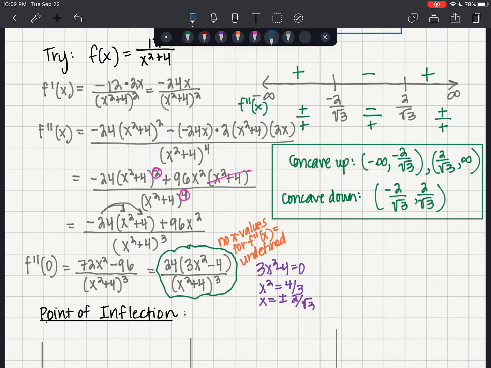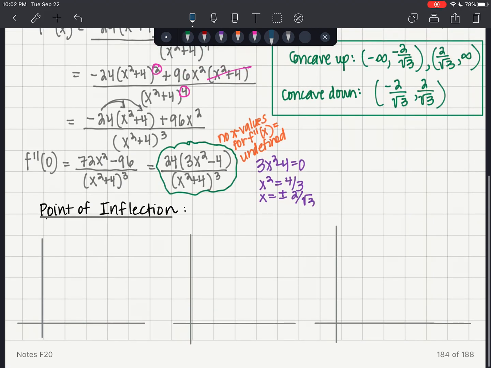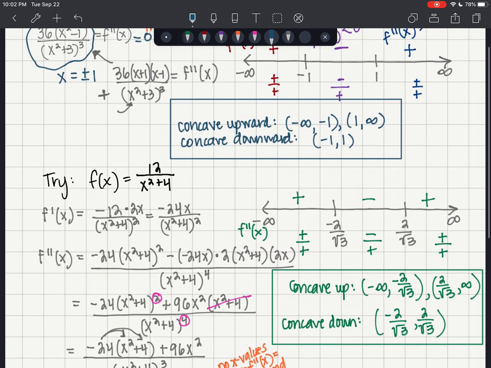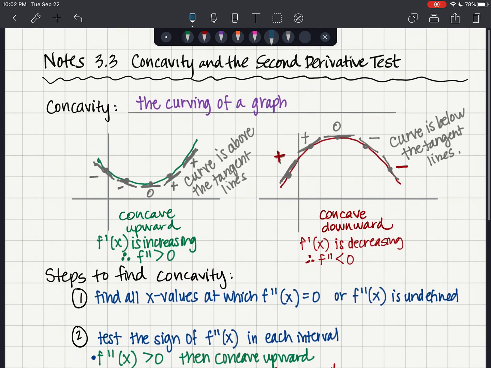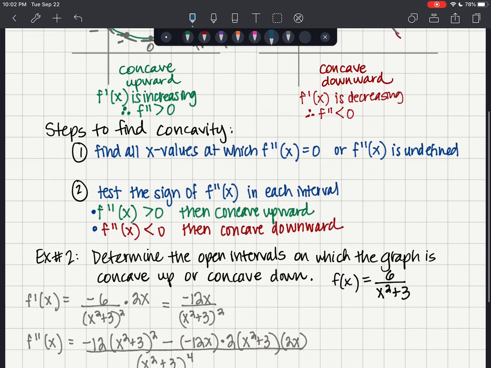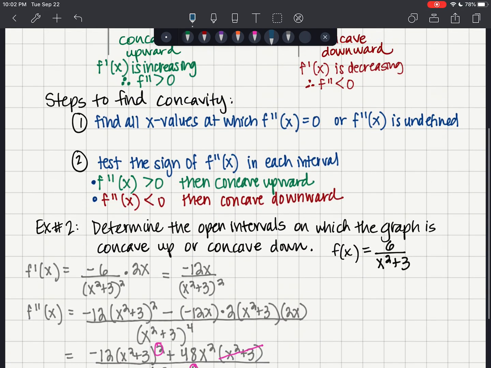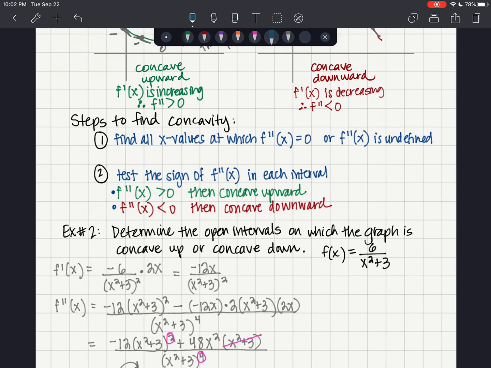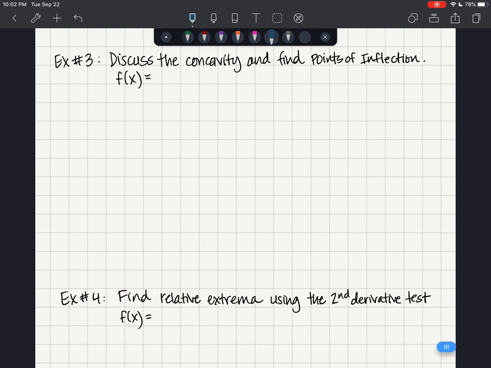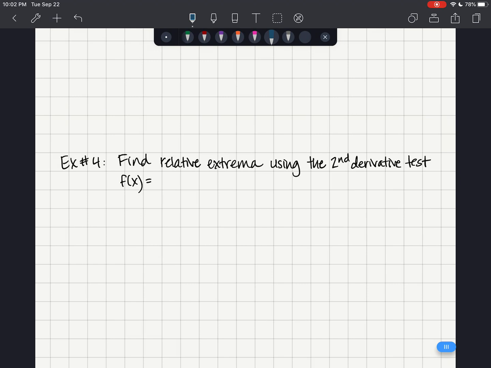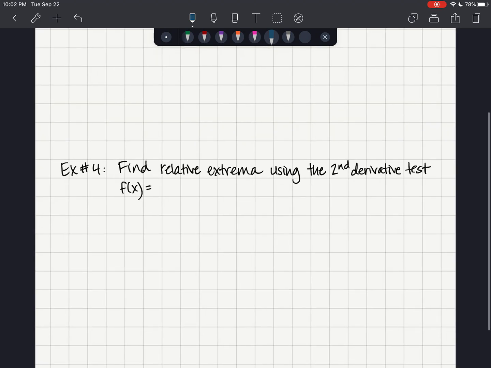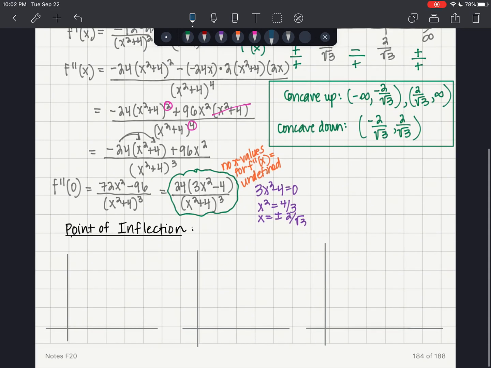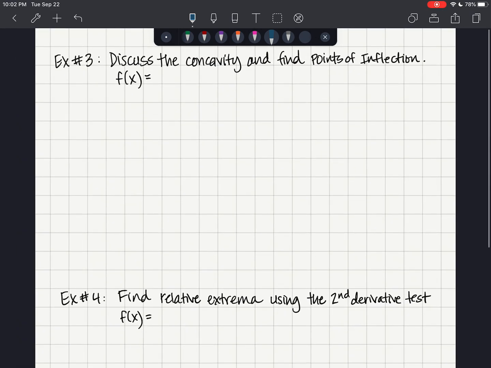That's our concavity. So now I'm going to come back in the next video. I'm going to talk about the point of inflection and that second derivative test. Actually, you thought this was the second derivative test. This is just the second derivative to determine concavity. The second derivative test actually helps us find relative extrema. So in the next video, we're going to finish it all up by talking about points of inflection and that second derivative test to find relative extrema.